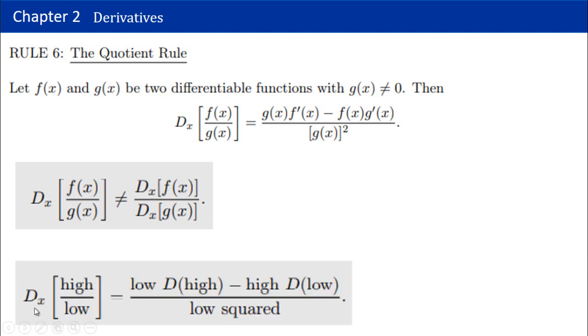We have the derivative of high over low, that is numerator over denominator, equals copy the low, derivative of the high, minus high, copy, then derivative of the low, over low, or denominator squared. So, that is low d-high minus high d-low, over low squared. Paki-memorize: low d-high minus high d-low, over low squared.